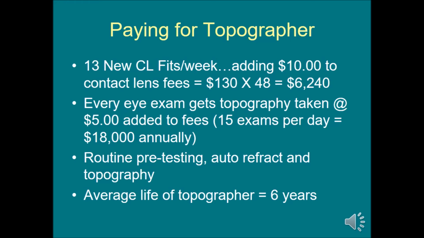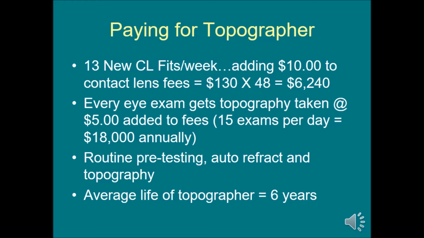What if you decided that for every exam that came through your place, and let's say you did 15 exams a day, and most places will do that easily, you added $5 to your fees for an exam, whether it be contact lenses, glasses, whatever. You would take in $18,000 a year doing that annually. So your topographer would be paid off long before the year's over, and the rest would be profit.